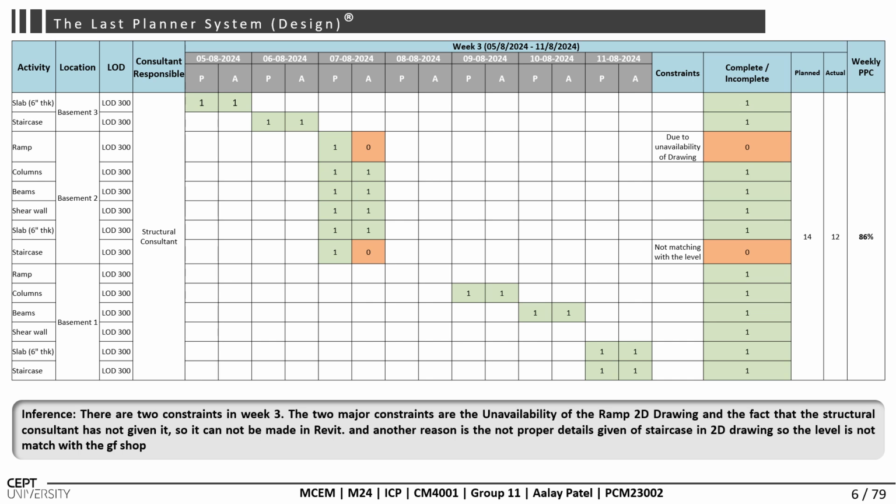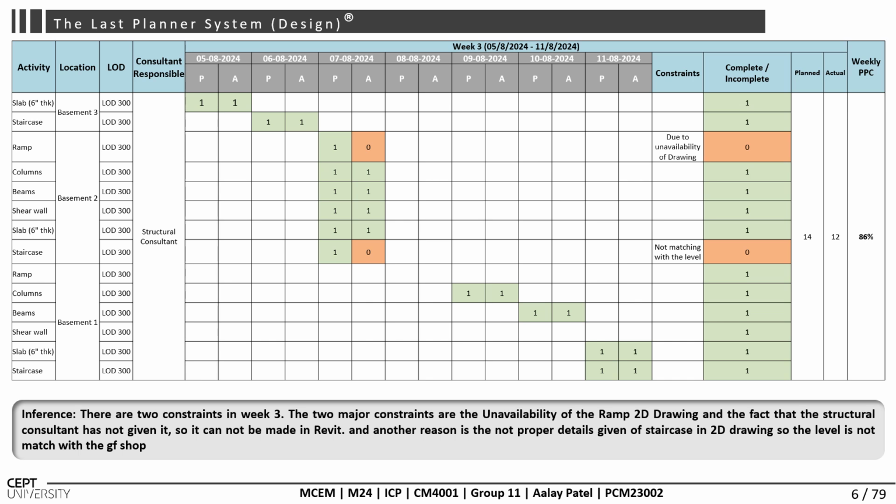The ramp could not be accurately modeled in Revit because the necessary 2D drawings were not provided by the structural consultant, resulting in delays in refining the model to meet design requirements. And the 2D drawings provided lacked proper detailing for the staircase. This led to mismatches in levels between the staircase and the ground floor shop, requiring additional revisions to ensure alignment.